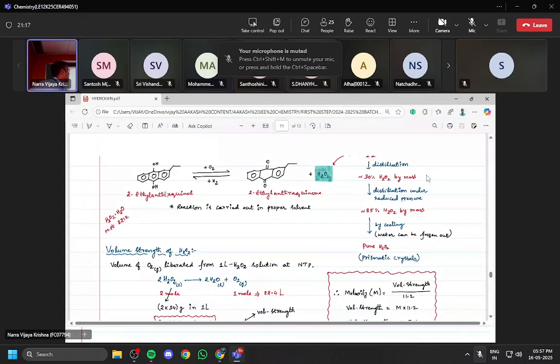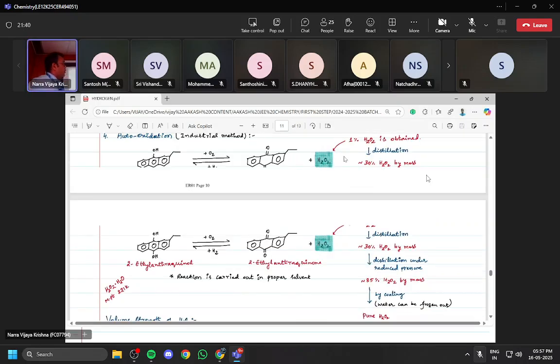2-ethyl anthraquinol, on adding oxygen, forms anthraquinone plus hydrogen peroxide. On adding hydrogen, this will convert back to this. So both are mutually interconvertible. So what I will do, I will remove this H2O2. I will keep on adding O2, I will keep on removing H2O2. Then equilibrium always moves in the forward direction.